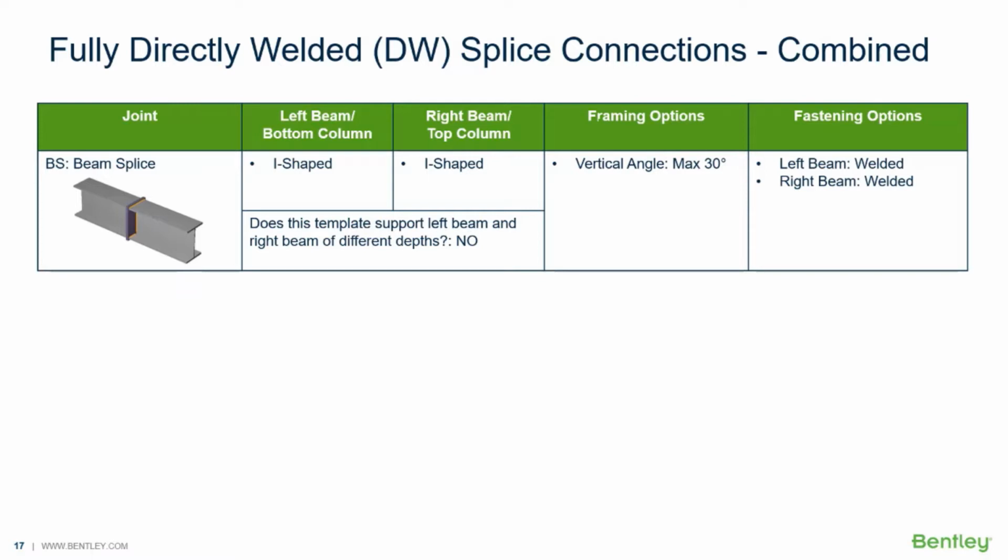RAM Connections Standalone is used for the design and detailing of steel connections. It can design individual shear, moment, brace, splice, and truss connection types to a variety of different steel design codes. In this particular video, we will be focusing on the workflow for assigning a fully directly welded connection to a beam splice joint.